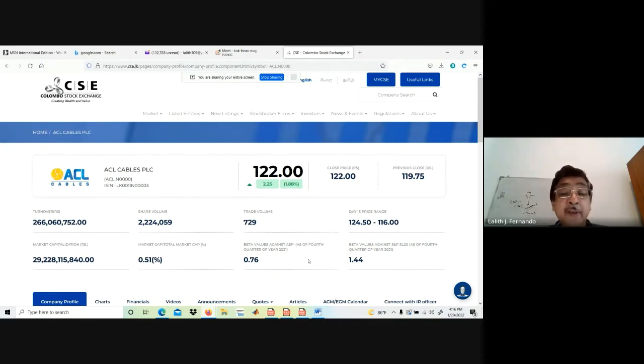And you can see, if you look at the trades and all, this is a more active company. There have been 729 trades in the day. And the share volume is 2,224,059. Share volume means the number of shares. And turnover means the total value of transactions, 266,060,752. That is the turnover for the day. And its market capitalization is 29 billion, which is 0.51% of the total market capitalization.